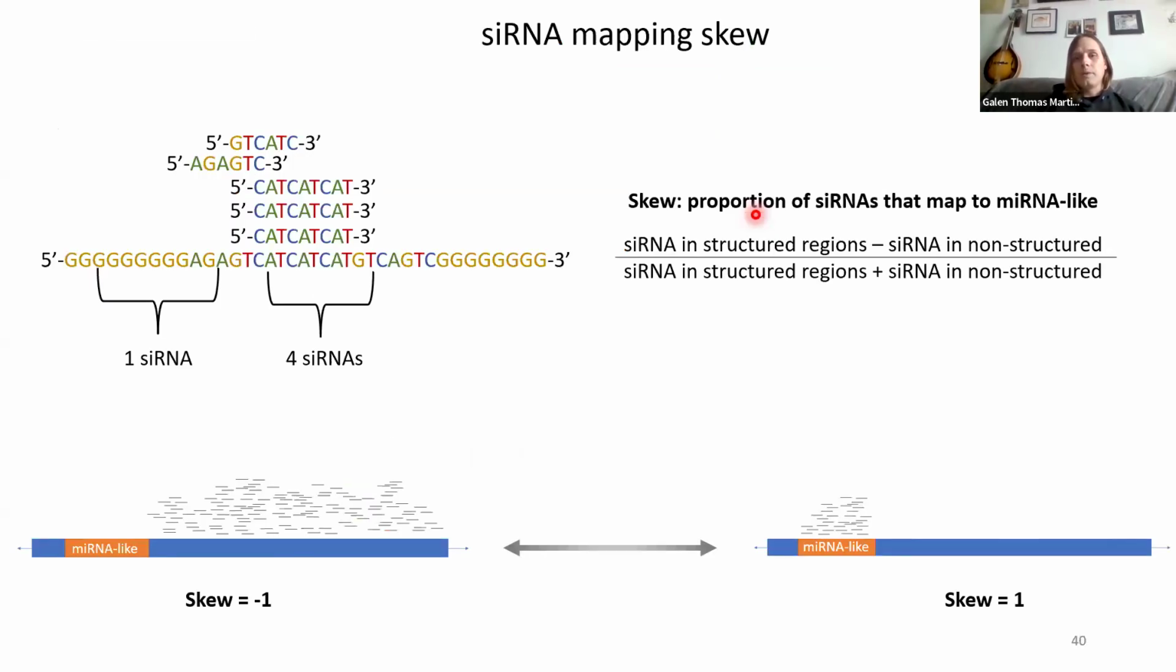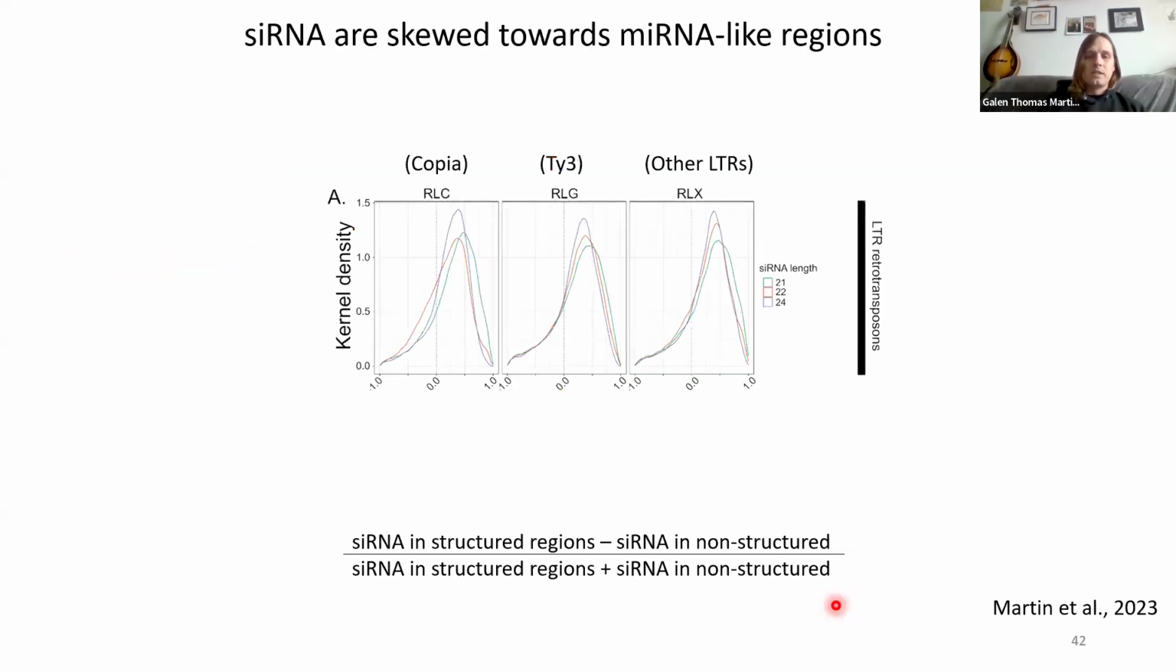So I'm going to be talking a little bit about this measure of skew, which is just the proportion of small RNAs that map to the microRNA-like structured regions within elements. And if skew is -1, this is really the important thing, then all of the small RNAs map to the non-structured regions, whereas if skew is 1, they map to the microRNA-like regions. So our expectation is that skew will be more positive than it is negative.